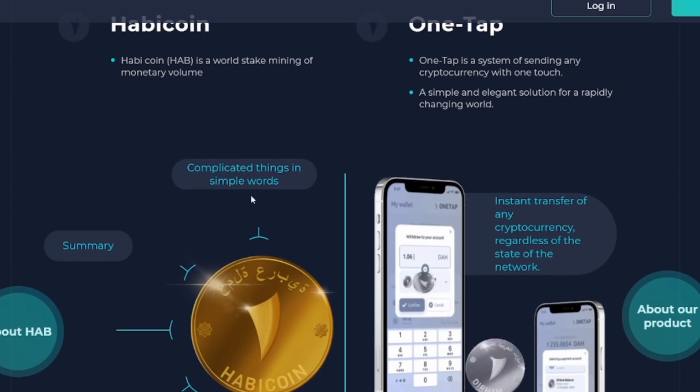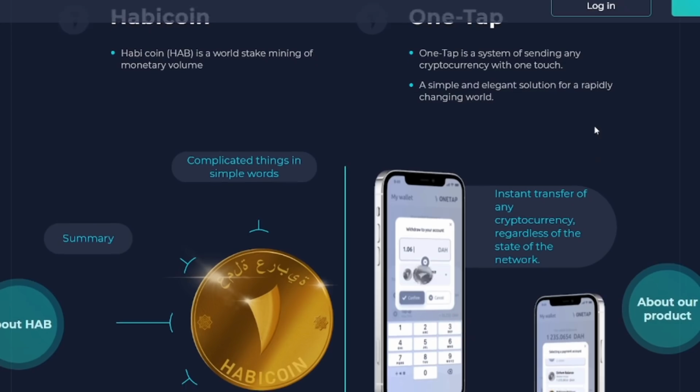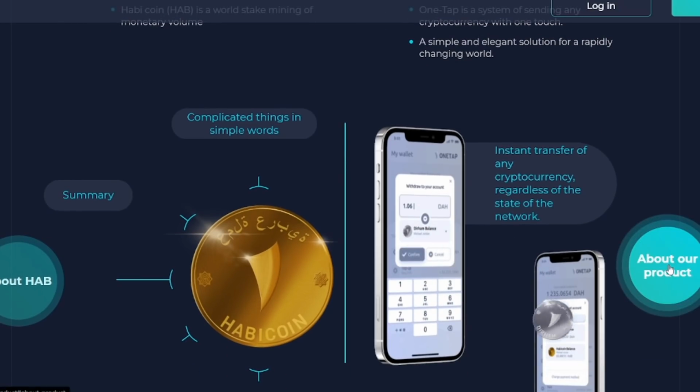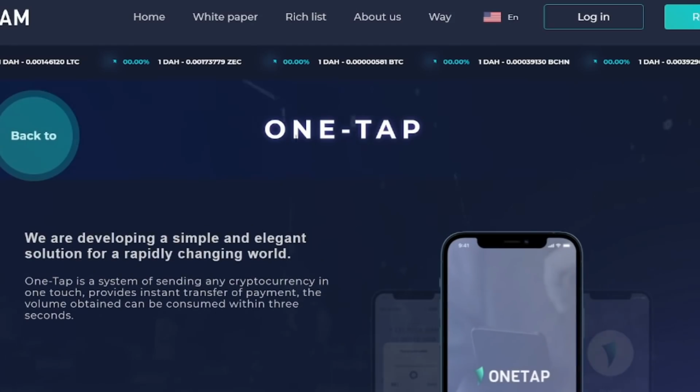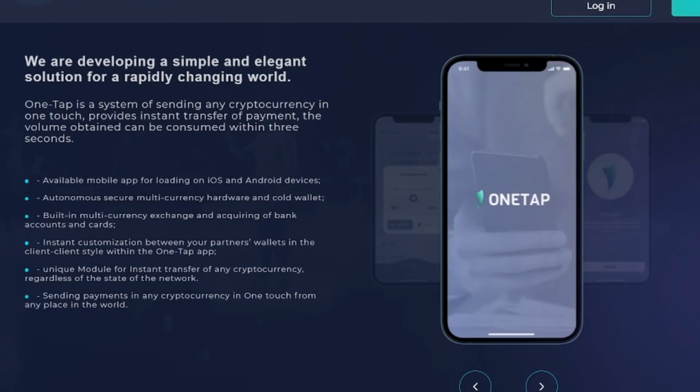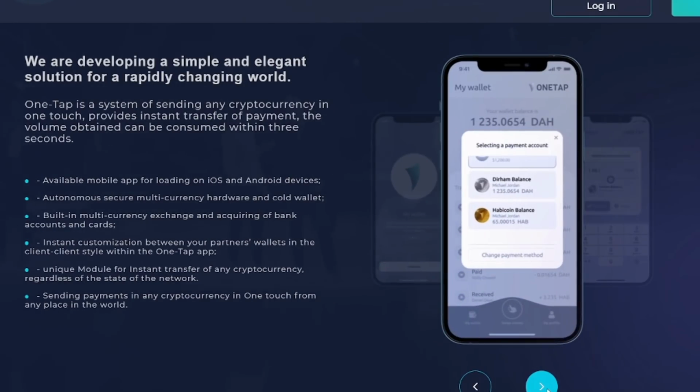This one will be based on their own blockchain. And that's the reason why it's not yet available. Another part of the product is this one-tap app that they are trying to develop, or are actually going to bring to us in the future. It's basically the ability to swap and send things very easily. What they're trying to do is make the exchange of currencies very easy.